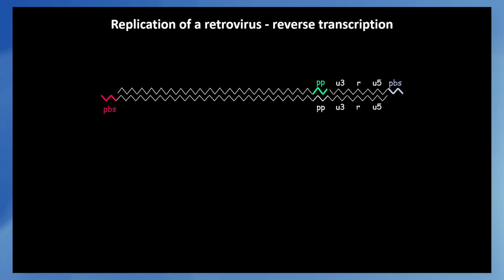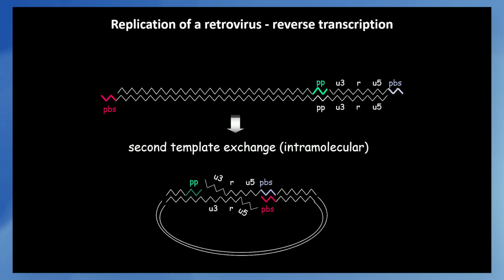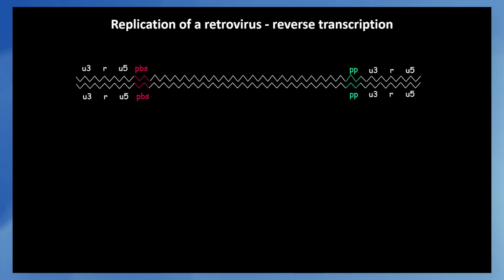So what happens then? This seems a little bit complicated, but it's not really. We again have hybridization of the primer binding sites and continuing reverse transcription so that we end up with two complete LTRs. And that explains now how the organization is and why we have a U3 region at the 5' end and the unique 3' region.